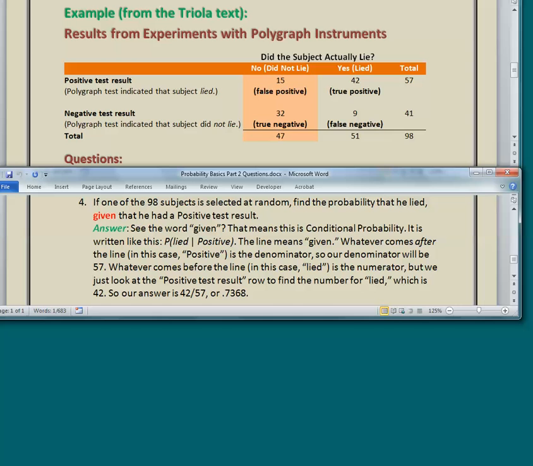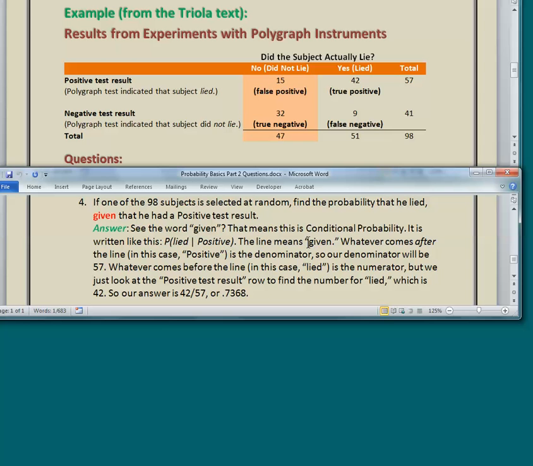Here's our 4th question. Once again, it starts just the same as all the others. If one of the 98 subjects is selected at random, find the probability that he lied given that he had a positive test result. You see the word given? That means this is conditional probability. It is written like this. This is the notation. The probability that the subject lied given that they tested positive.